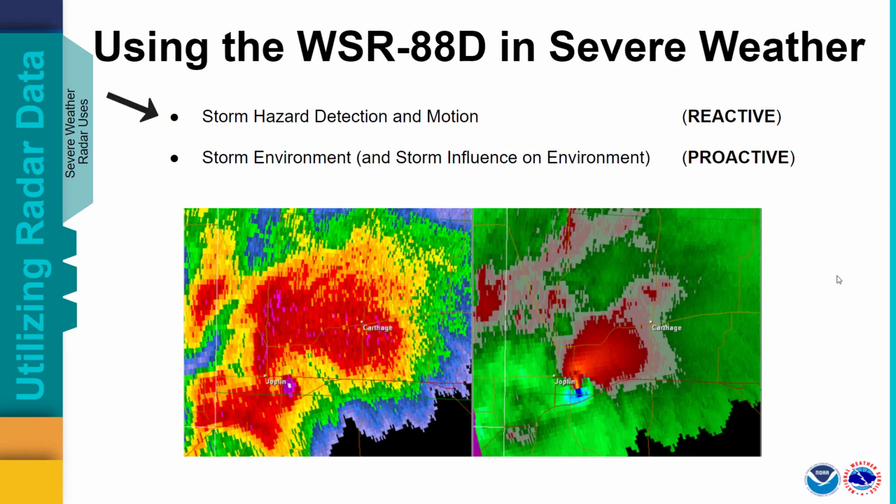First, storm hazard detection and motion, which we use in a reactive sense to issue warnings. And second, near-storm environment and storm influence on environment, which we can use to proactively try to anticipate the first item, hazard detection and motion. Our focus in this module is the second bullet.